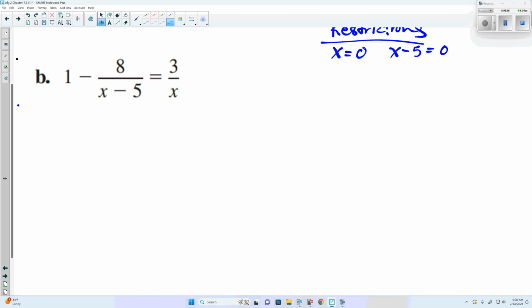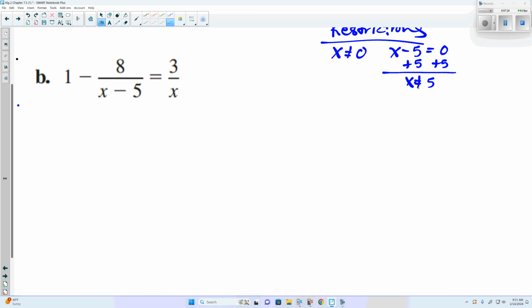Because if either one of these becomes 0, we're dividing by 0, and that's one of our restrictions. It does not work. Now, the 1 doesn't have a denominator with a variable. It's just 1. So we don't have to worry about it. And one of these is already done for us. X equals 0. X cannot be 0. Because if x is 0, we have a denominator of 0. It does not work. The other one's x minus 5. We can add 5 to both sides, telling us x is equal to 5. So if x is 0 or 5, we have a restriction.